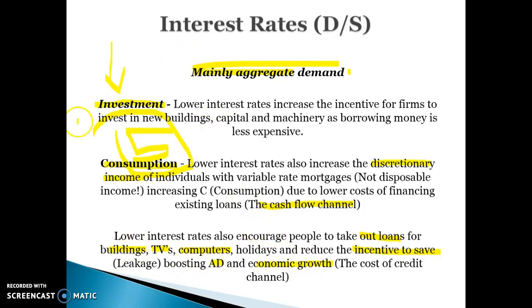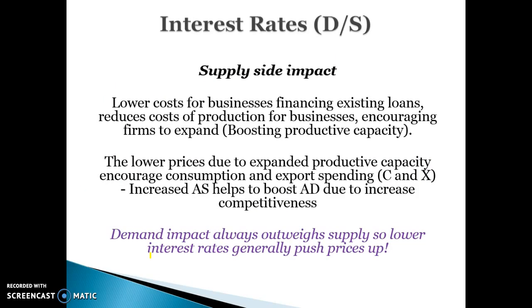So the lower the interest rates, the higher the investment spending, and the higher the consumption spending, for both the discretionary reasons and because we're more likely to take out a loan. Obviously it would be the opposite if interest rates were to increase. We would see less investment and less consumption spending. On the supply side, demand is going to shift to the right.